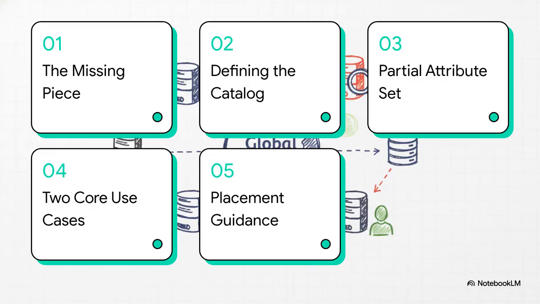Our syllabus for today's session is pretty straightforward. First, the missing piece. Second, defining the catalog. Third, the partial attribute set. Fourth, 2 core use cases. And finally, placement guidance. We're going to methodically demystify this critical component so you're fully prepared, whether you're studying for your AZ800 exam or managing a live production environment.